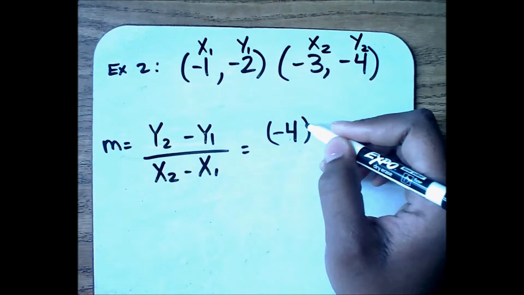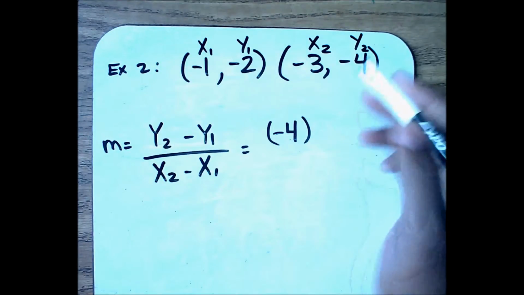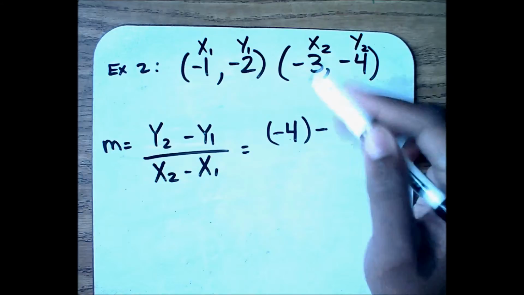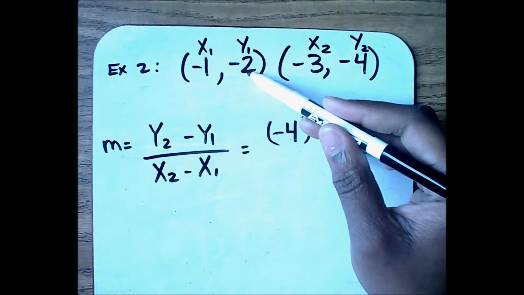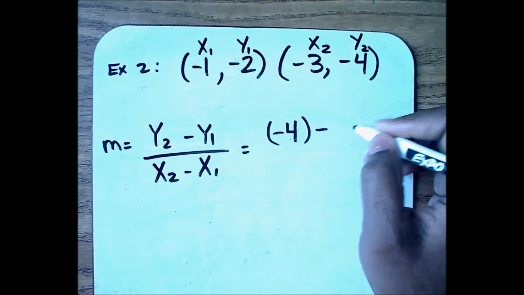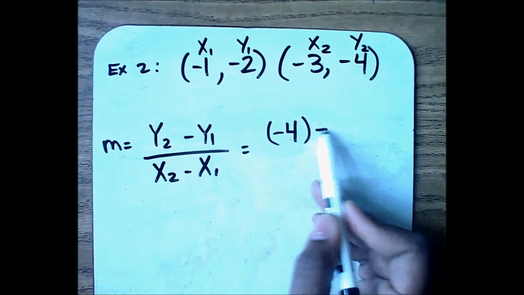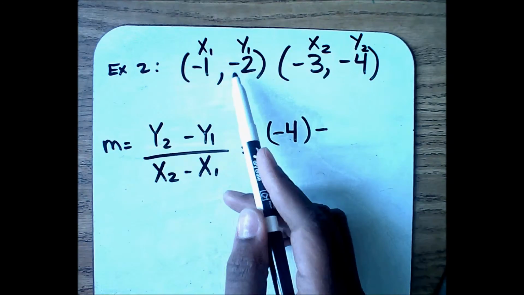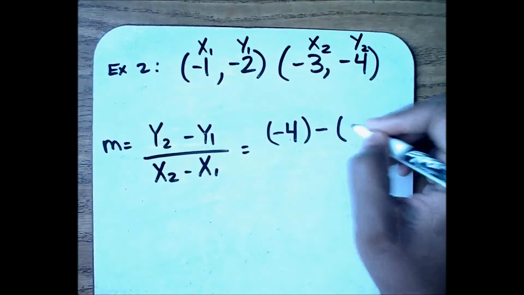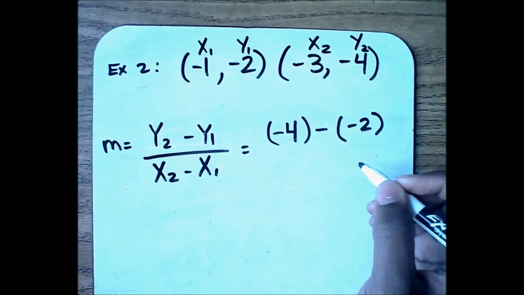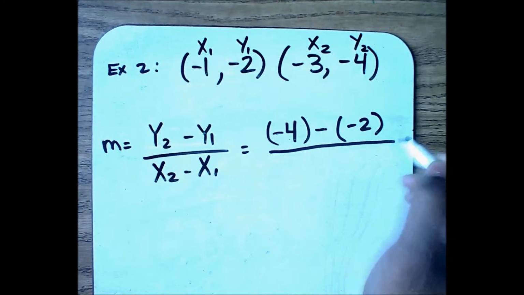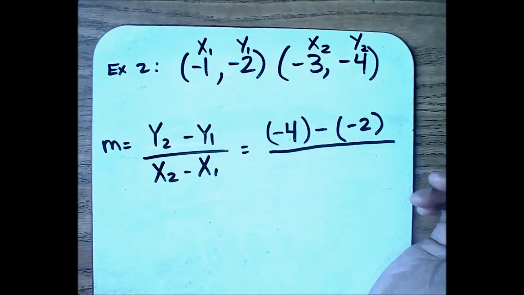I plugged in a -4 for y sub 2, so I'm putting it in parentheses. Minus, and also y sub 1 is -2. This minus sign does not take the place of the -2, so I also need to put -2 in parentheses. It makes things a little bit easier to see. Just imagine if we didn't have parentheses, things would look a bit more complex than they ought to be.